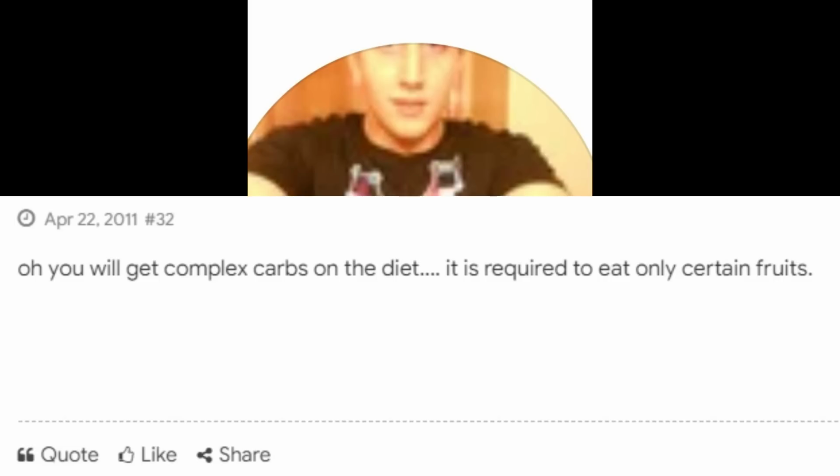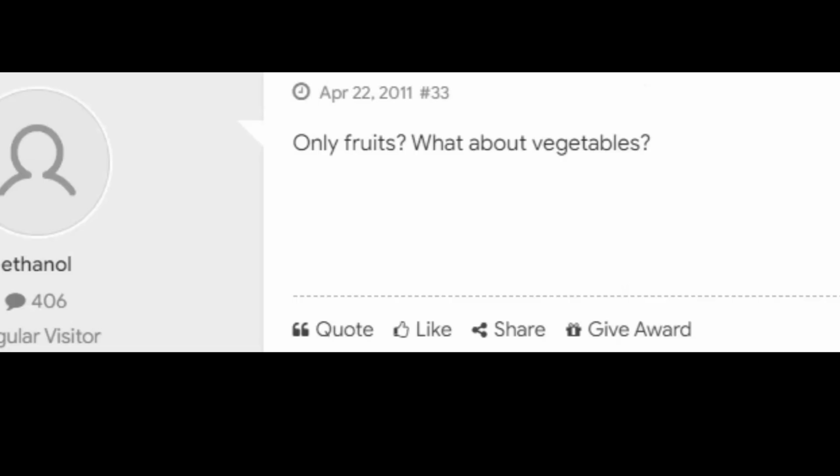And then Bryan says, oh, you will get complex carbs on your diet. It is required to eat only certain fruits. Ethanol says, only fruits? What about vegetables? Yes, Ethanol, there are certain kinds you can and can't have. Actually, I will be taking all1.com base 30-day supply. There's just a couple links here that he shares.